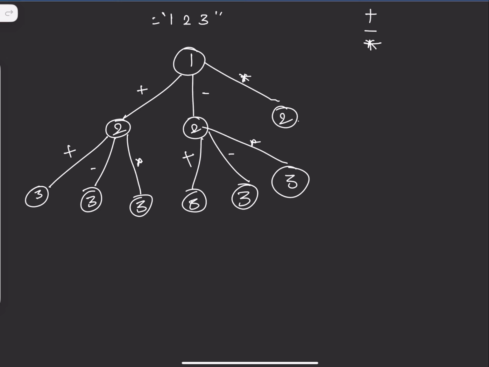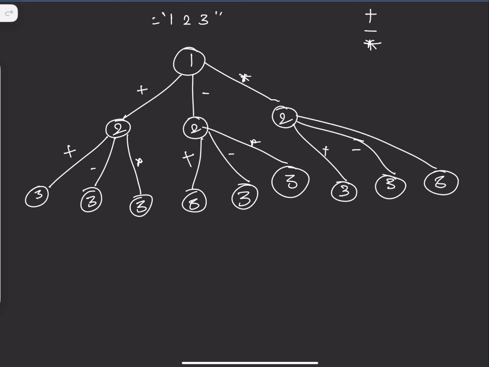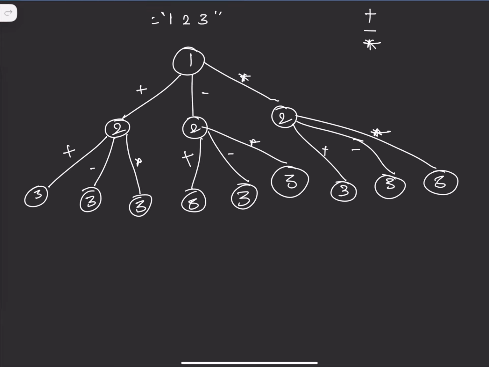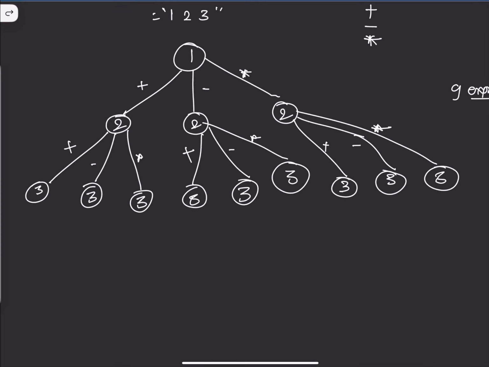Same here, after 1 into 2, how many operations can we perform? We can perform 3 operations: plus, minus and multiplication. So in total how many expressions are there? There are a total of 9 expressions. Now we have found the total expressions using the tree.